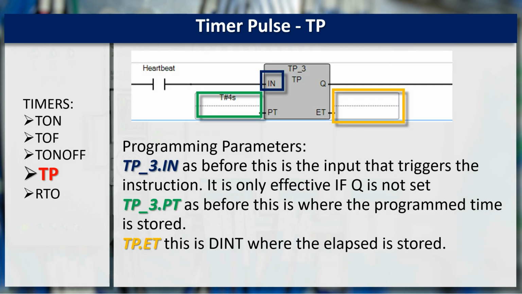Given the simplicity of this timer, there are only 4 programmable parameters that we are involved with. The first, of course, is the TP. In this case, it is TP_3. So the .in, just as before, is the input that triggers the instruction. However, in this case, it is only effective if Q is not set. If Q is set, it's ignored. TP_3.pt is the place where the program time is stored, and the TP.et is where the elapsed time is stored.